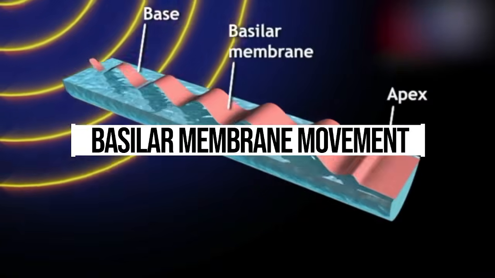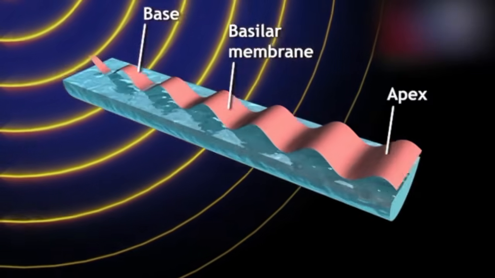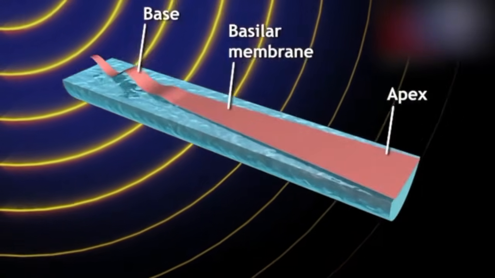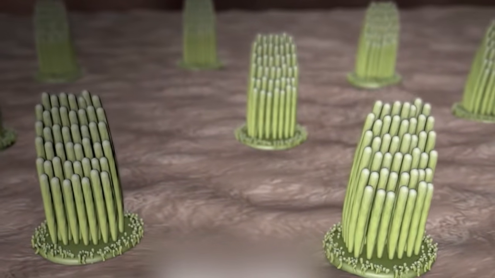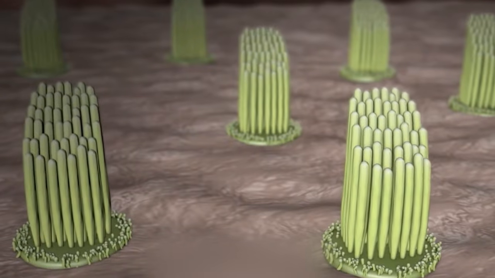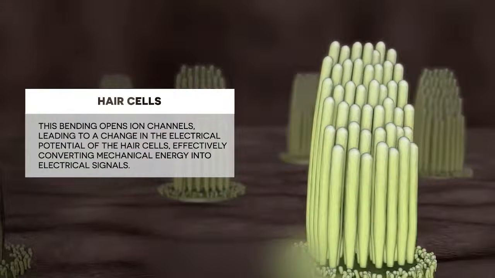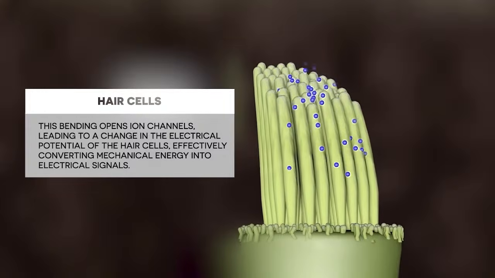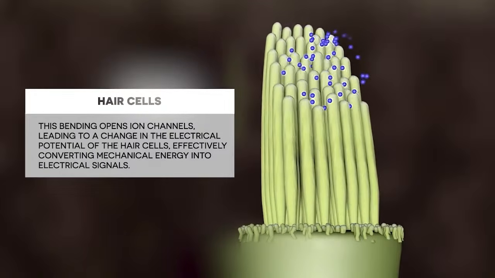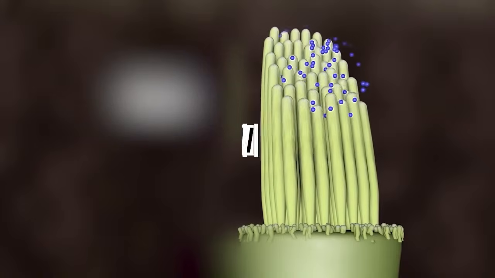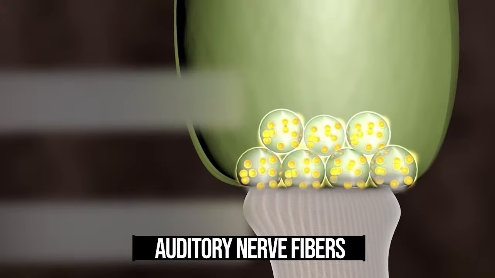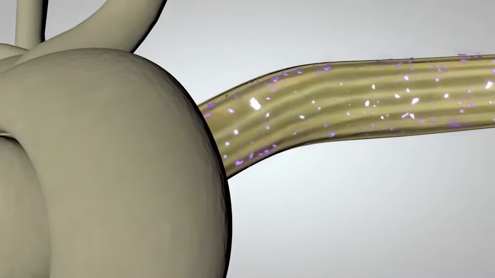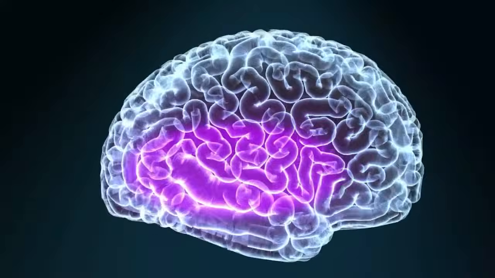Basilar membrane movement. These movements create a traveling wave along the basilar membrane, causing it to move up and down. Stimulation of hair cells. The movement of the basilar membrane causes the hair cells in the organ of Corti to bend against the tectorial membrane. This bending opens ion channels, leading to a change in the electrical potential of the hair cells, effectively converting mechanical energy into electrical signals. Auditory nerve stimulation. The electrical signals generated by the hair cells stimulate the auditory nerve fibers connected to them. These nerve fibers carry the auditory information to the brain, where it is interpreted as sound.